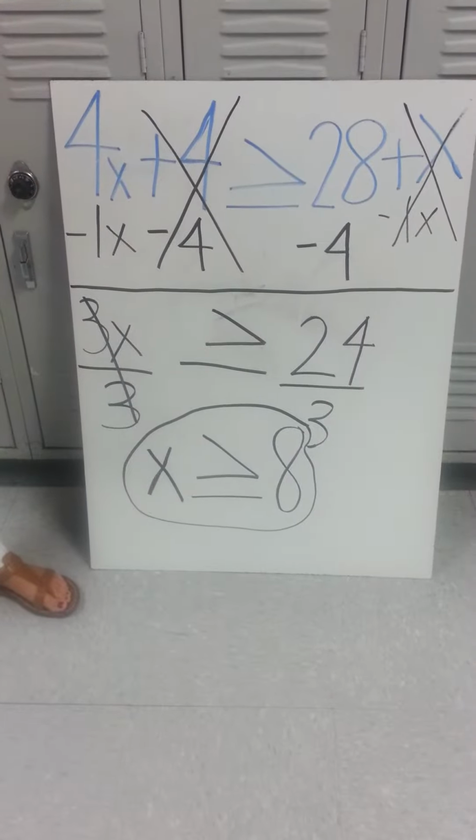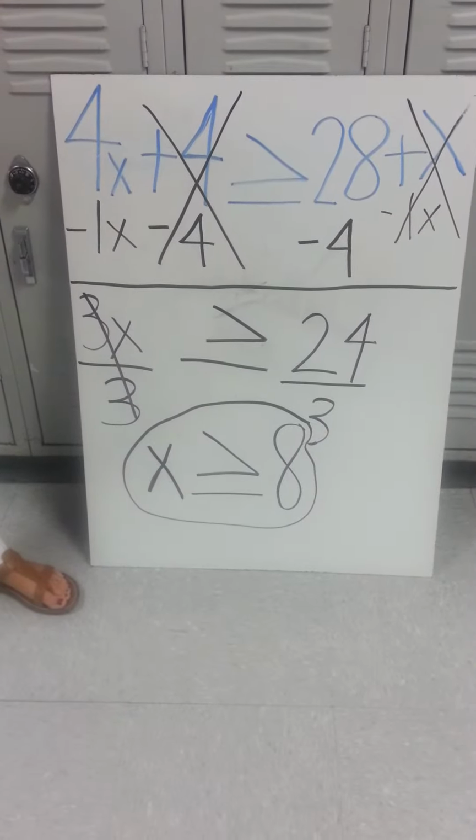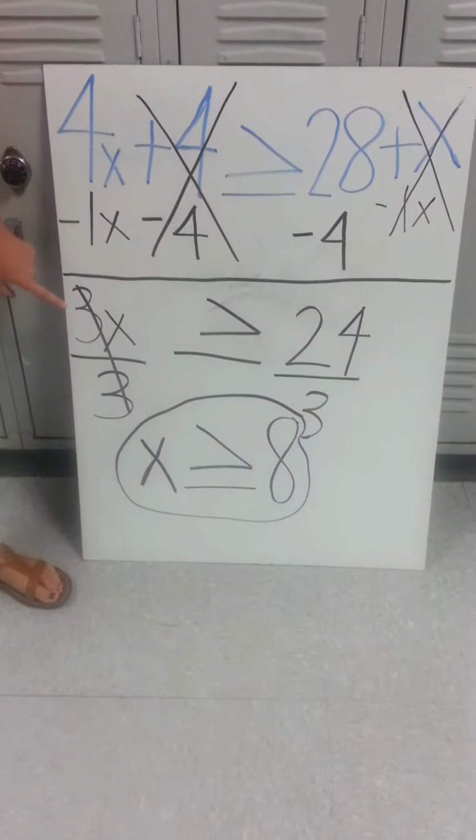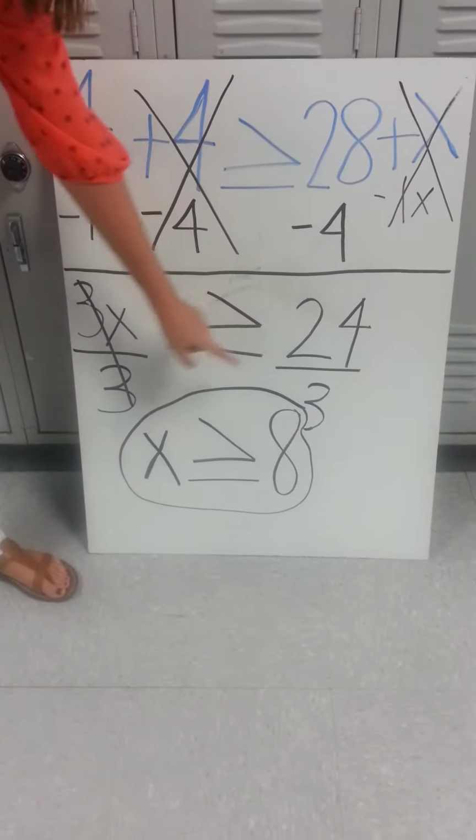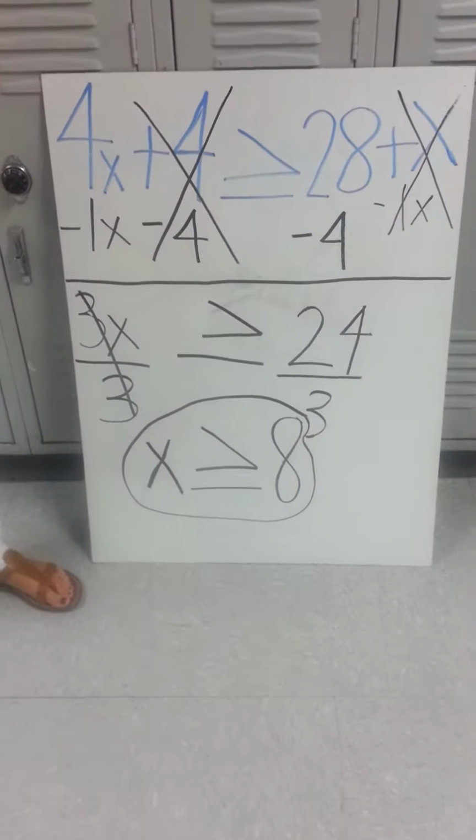And you're left with 3x is greater than or equal to 24. And then, since you're multiplying by 3, you divide by 3. And that cancels out, so you do it on the other side, and you get x is greater than or equal to 8.